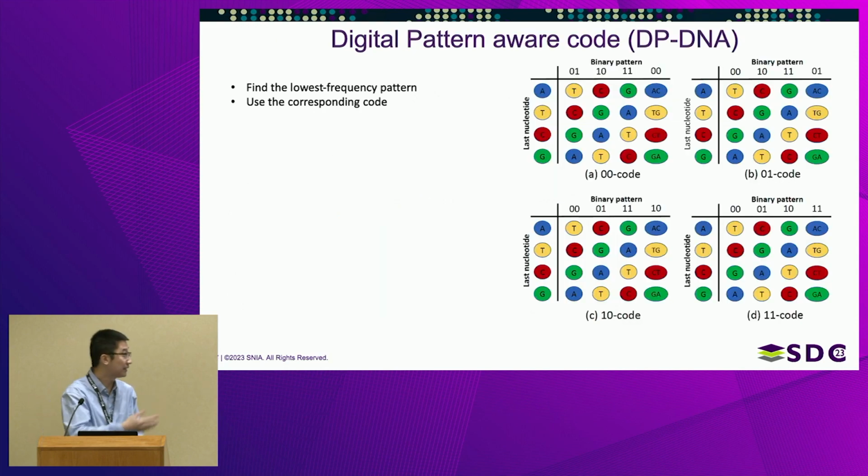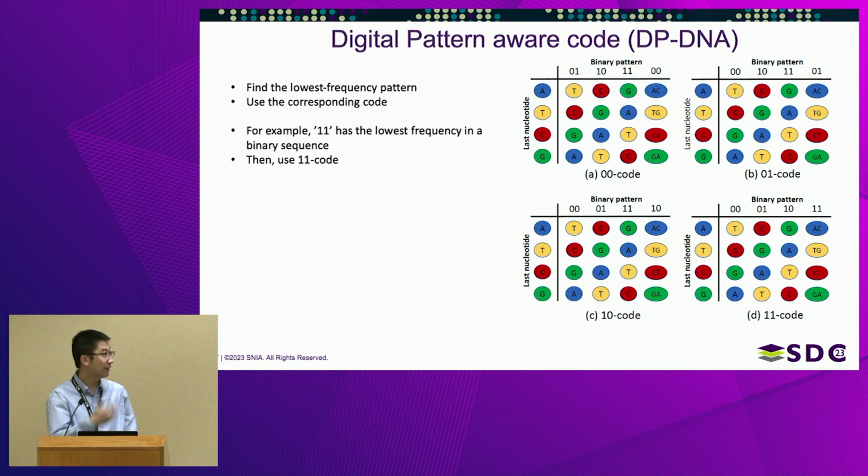So here is the process. How do we apply the digital pattern aware code? First of all, we try to find the lowest frequency pattern and then use the corresponding code. For example, if AA has the lowest frequency in a binary sequence, then we try to use the 1-1 code. The 1-1 code means the last column has an encoding density of 1 bit per nucleotide, but for the others, we'll have 2 bits per nucleotide.